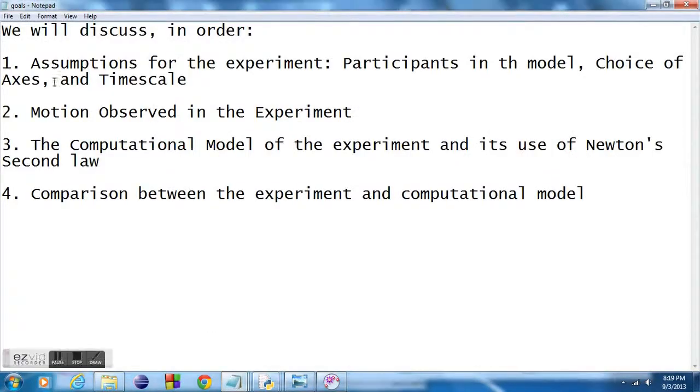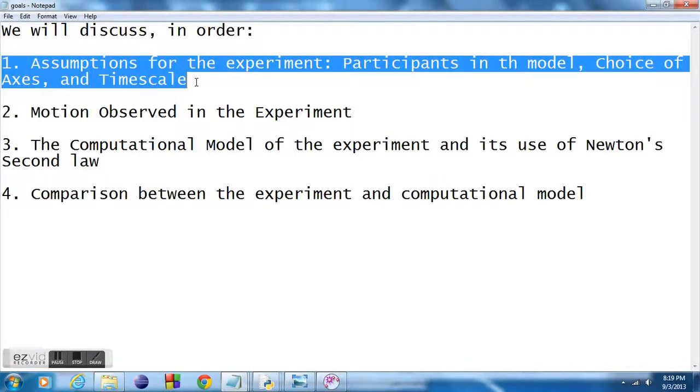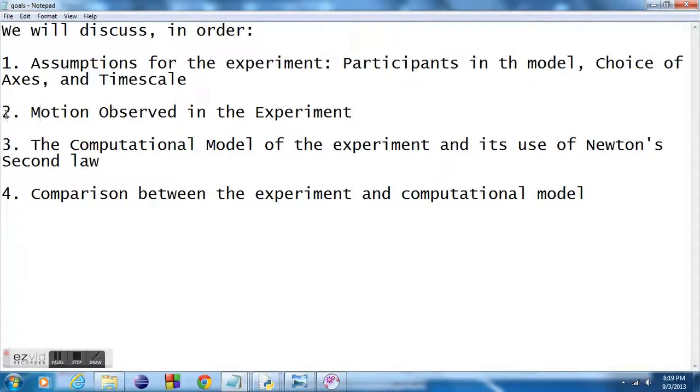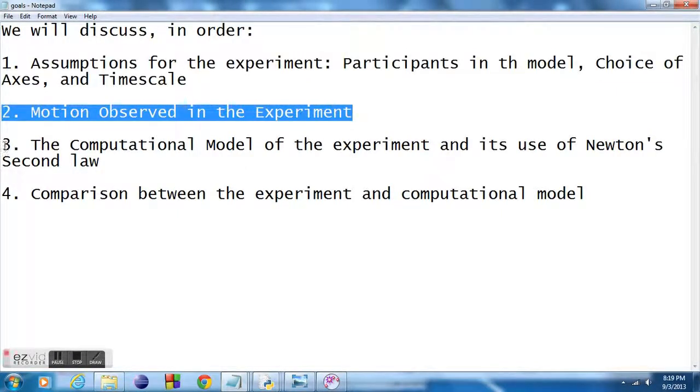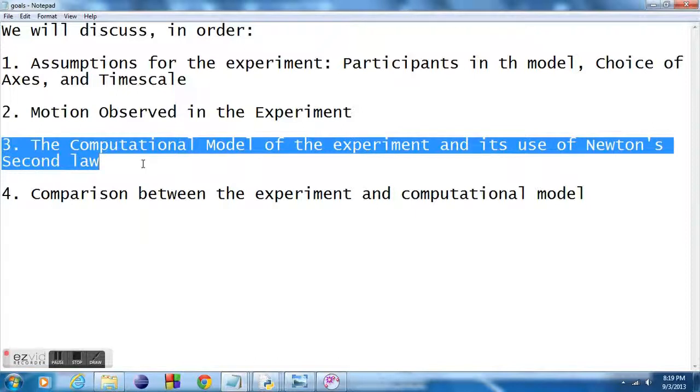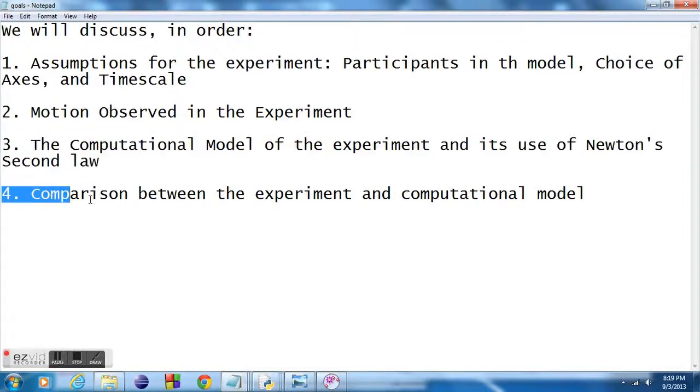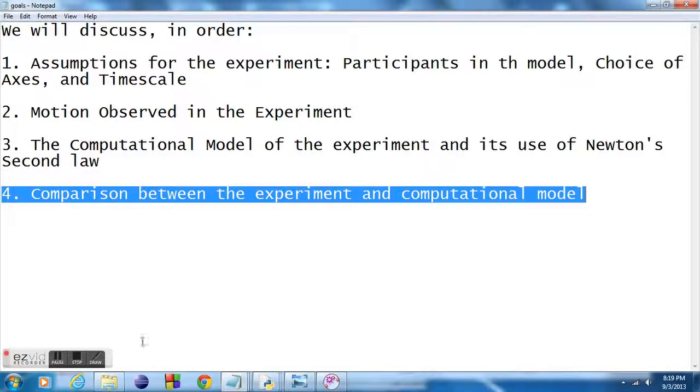I'm going to discuss an experiment I conducted concerning an object in motion with constant velocity and iterative motion prediction using Newton's second law. We'll discuss, in order, assumptions for the experiment such as participants in the model, choice of axes and time scale, motion observed in the experiment, the computational model of the experiment and its use of Newton's second law, and the comparison between the experiment and computational model.